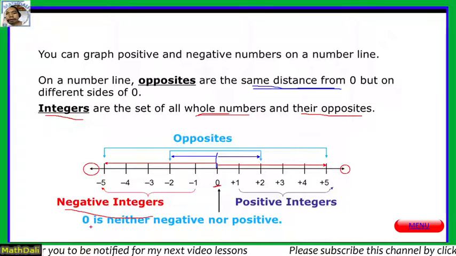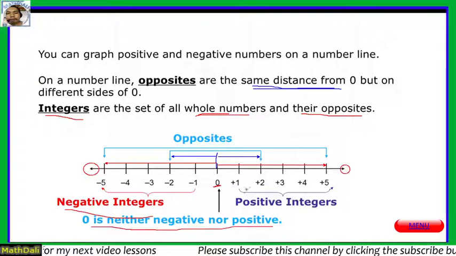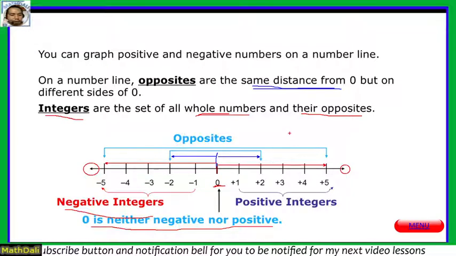0 is neither negative nor positive. So, makikita natin dito, wala tayong sign sa 0. Hindi siya positive, hindi rin siya negative. So, that is actually a point of origin. Basta nasa right ng 0, positive. Yung nasa left ng 0, negative. So, tandaan nyo yan.